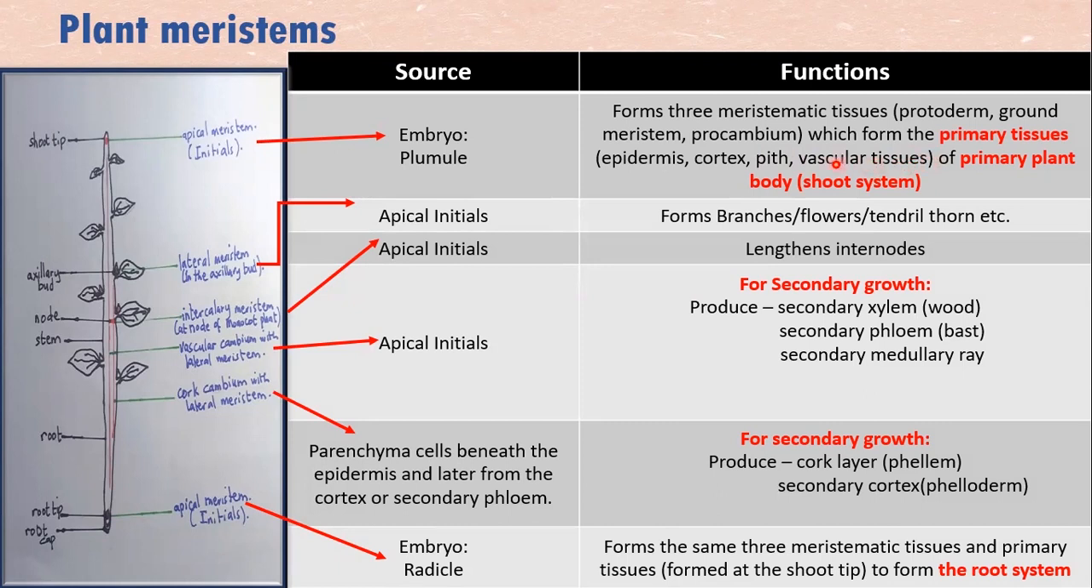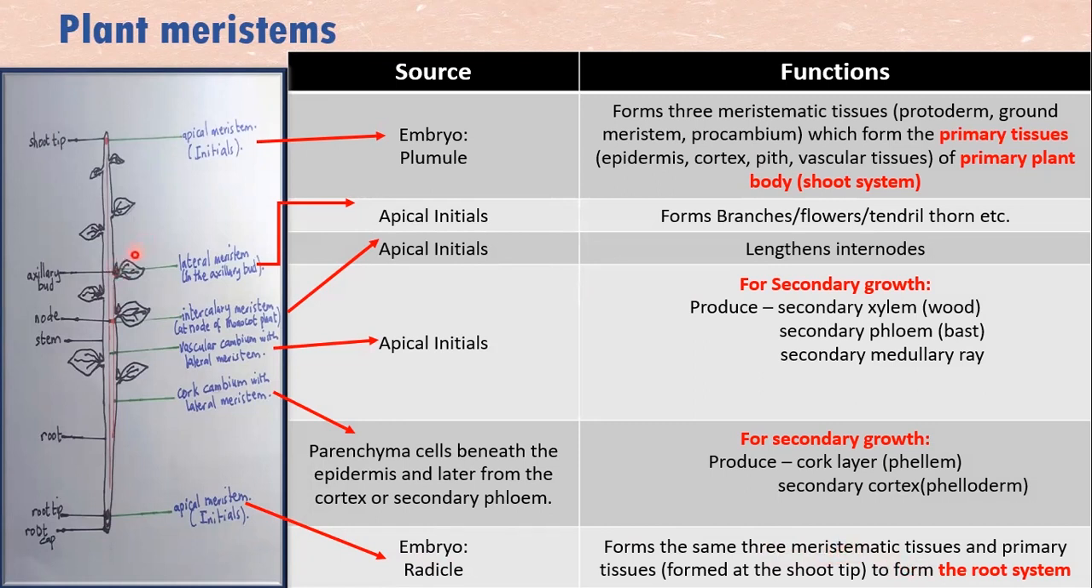You can see that the apical meristem at the root tip, which has its source in the radicle of the embryo, produces the same three meristematic tissues and the same primary tissues, and produces the root system.